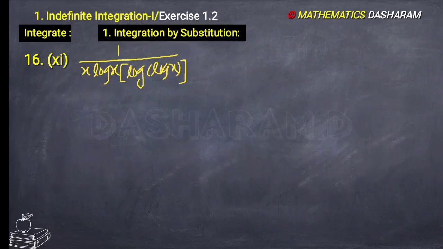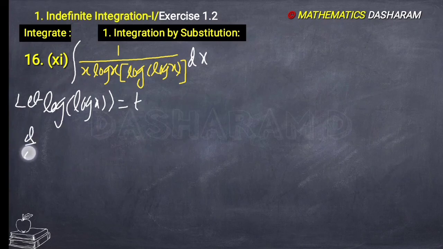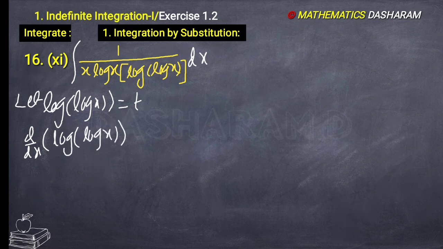11th question, 1 by x into log x into log of log x. See, observe the question carefully. So here I am selecting log of log x equal to t. Next, do the derivative on both sides with respect to x. So the derivative of log of log x equals dt by dx.